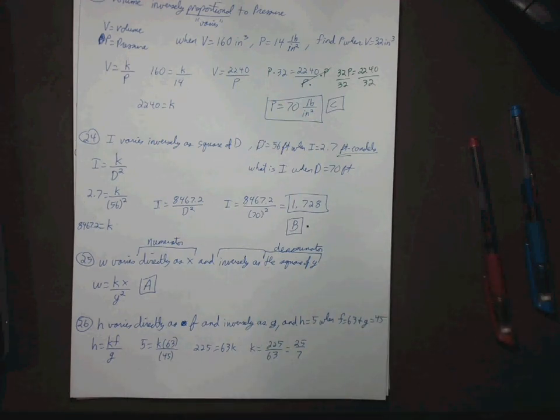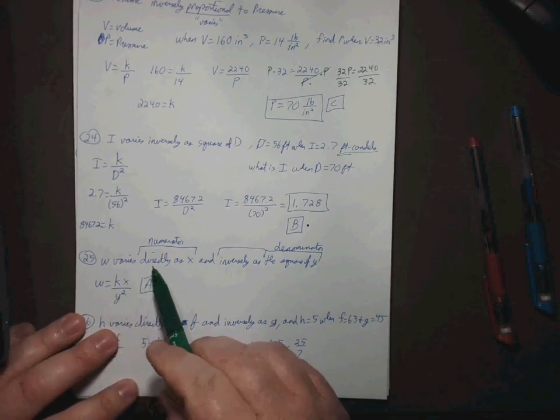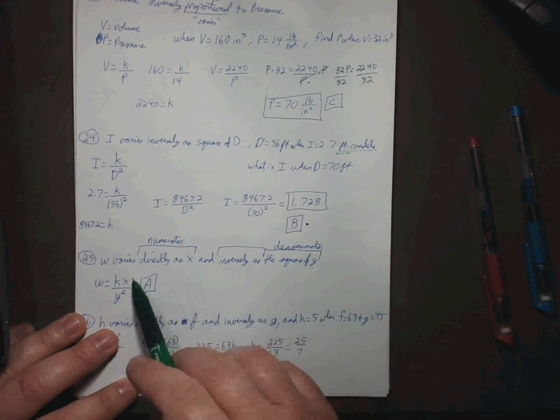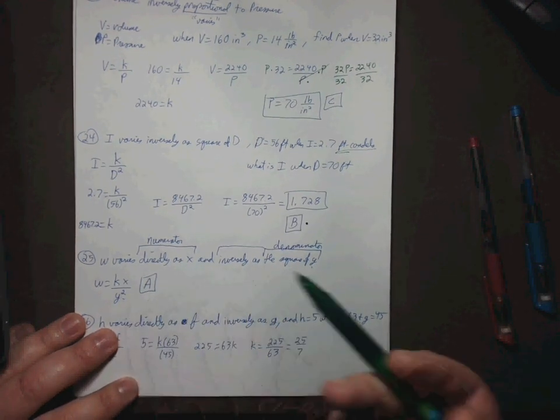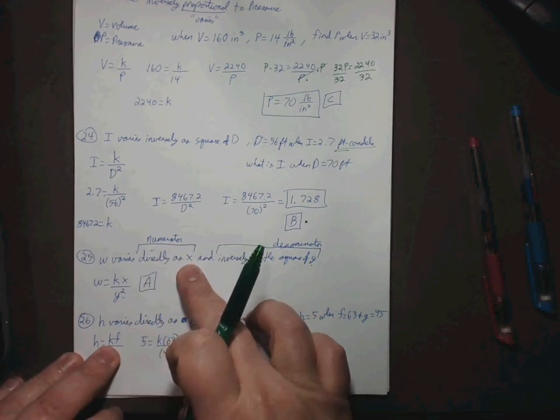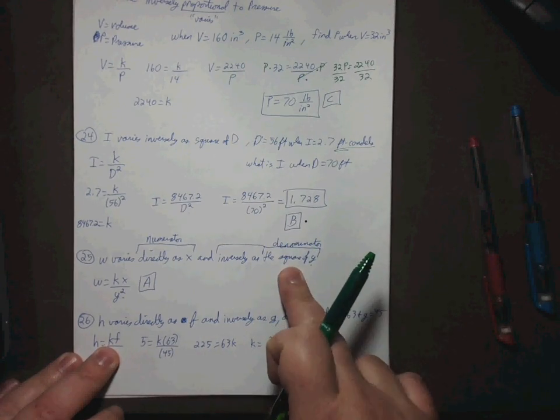Now, 25 and 26, you just have both parts. Just remember, when it's directly, it goes in the numerator. When it's inversely, it goes in the denominator, the bottom, okay? So, w varies directly as x, and inversely as the square of y. X goes in the top, square of y goes in the bottom. That's all you needed to do. You didn't have to solve anything for that one. You just had to put it in the right positions. All right? Directly means it goes in the numerator. Inversely goes in the denominator.